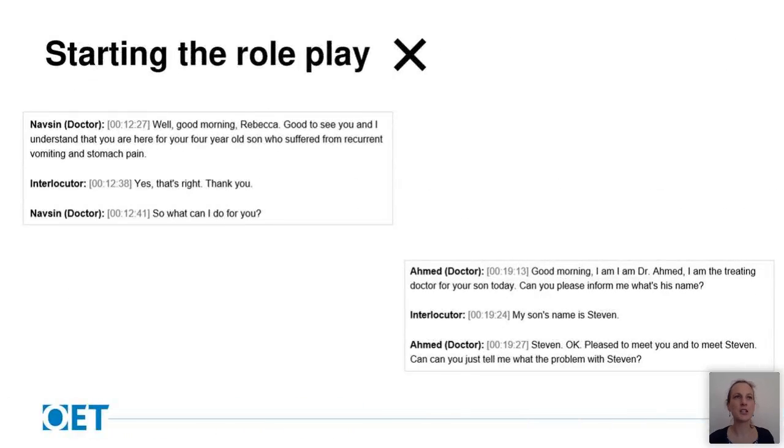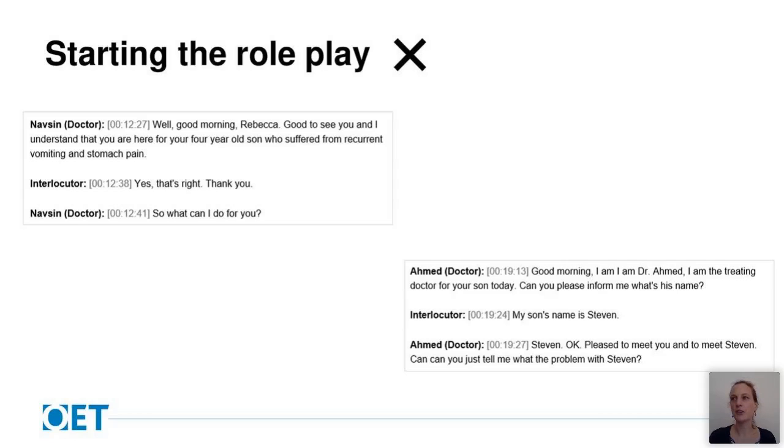But the doctors that didn't do it quite so successfully, you can see on this screen that the first doctor on the left starts off by saying, "What can I do for you?" Which isn't particularly appropriate to this background information. And the doctor on the right is asking about the patient's name and what is the problem with Stephen. So both of those doctors haven't really picked up on that phrase that you've just told the parent it's safe to discharge him.